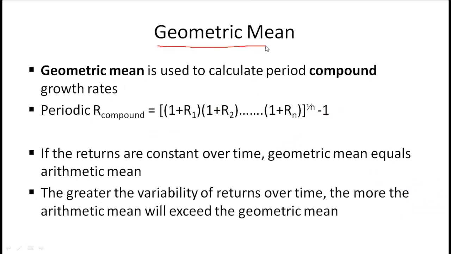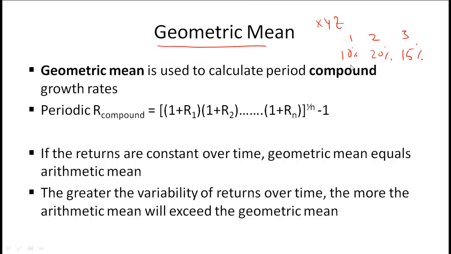Another measure is geometric mean. So this is also a measure of central tendency. Geometric mean is used to calculate period compound growth rates. So when you have time series data, which a classic example of time series data is the return on a stock over time. So let's say that you own shares of XYZ company and you owned this share over the last 3 years. In the first year that you owned it, you had a return of 10%. In the second, you had 20%, and in the third year, you had 15%.